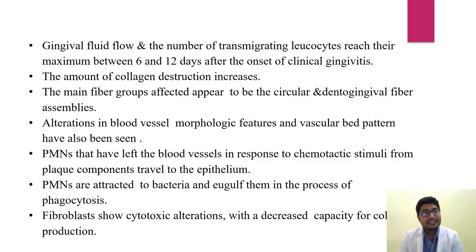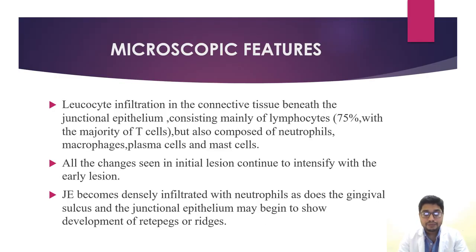So the PMNs that have left the blood vessels in response to chemotactic stimuli from the plaque components travel towards the epithelium. Then the PMNs are attracted to bacteria and engulf them in the process of phagocytosis. Fibroblasts show cytotoxic alterations with a decreased capacity for collagen production. Microscopically, you can see leukocyte infiltration in the connective tissue beneath the junctional epithelium, which consists mainly of 75% T cells but also neutrophils, macrophages, plasma cells and mast cells.